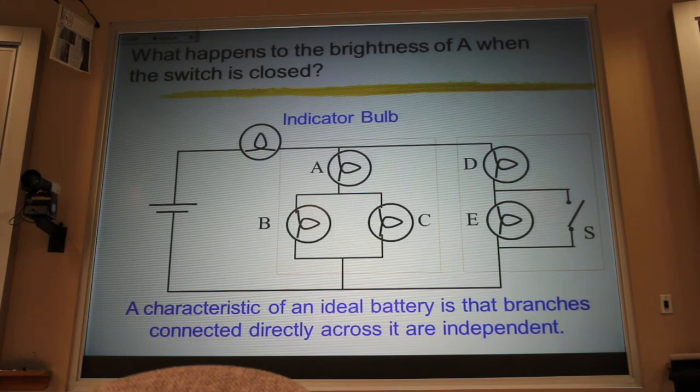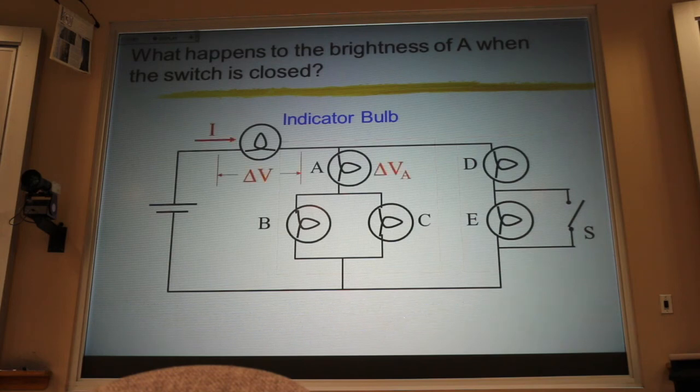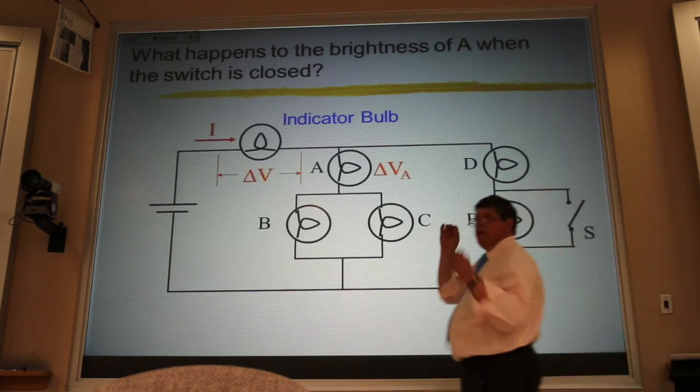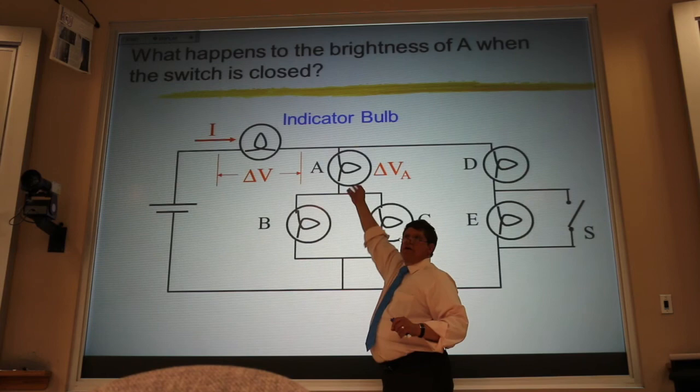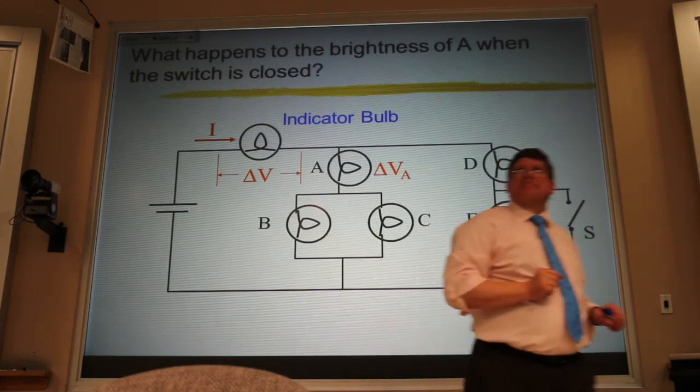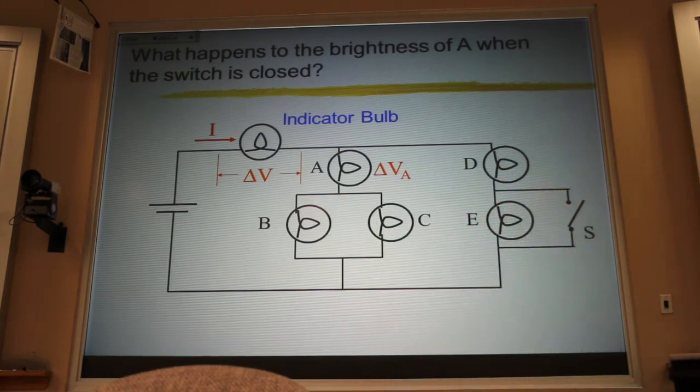Let's see why. Okay? Last day, we could not tell. We had a pizza problem. We could not tell what happens to A when we close the switch. Well, let's do it. We close the switch. What happens to the current through the battery?